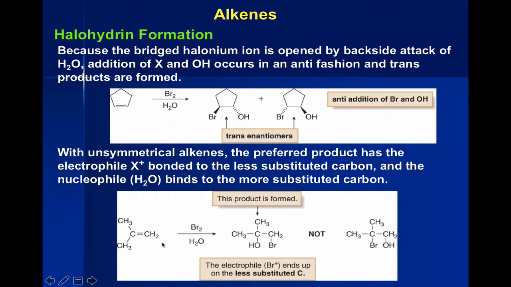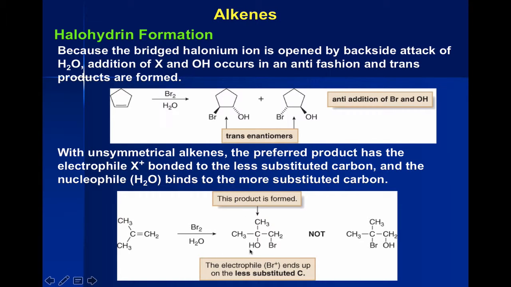So if we look at this alkene, we can see that one carbon of the alkene has simply two hydrogens attached to it, while the other carbon of the alkene has two methyl groups. So you can imagine the bromine going to the least substituted carbon and the OH going to the more substituted, or vice versa, the OH going to the least substituted and the bromine going to the most substituted. And in fact, what happens is you basically follow Markovnikov's rule, and the OH is going to go to the most substituted carbon. And so this is the only product that's formed.